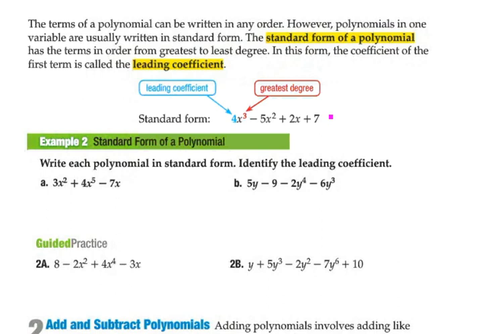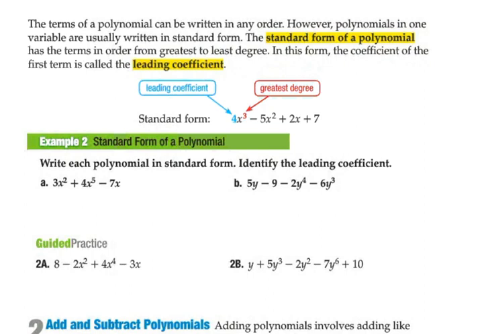That is different than a coefficient. In this form, the coefficient of the first term is called the leading coefficient. Remember, coefficient deals with that constant number. That is much different than a degree. So understand the difference between that.